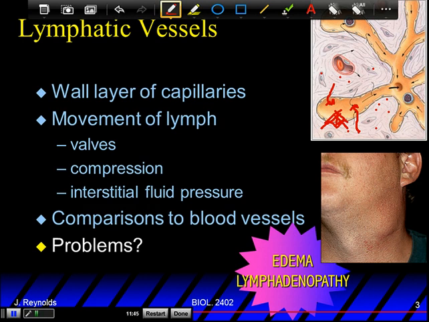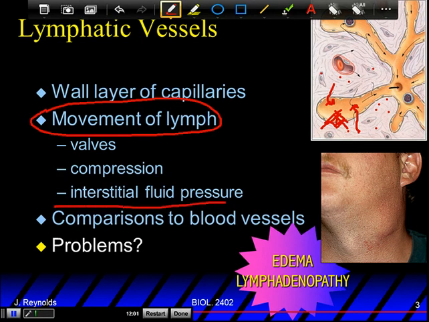Another thing: now that's telling you why you only have one-way flow into the lymphatic capillaries, but let's talk more about what's actually moving the lymph. So let me go down here to interstitial fluid pressure.